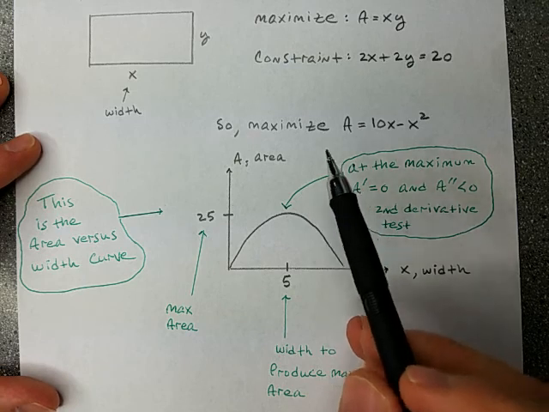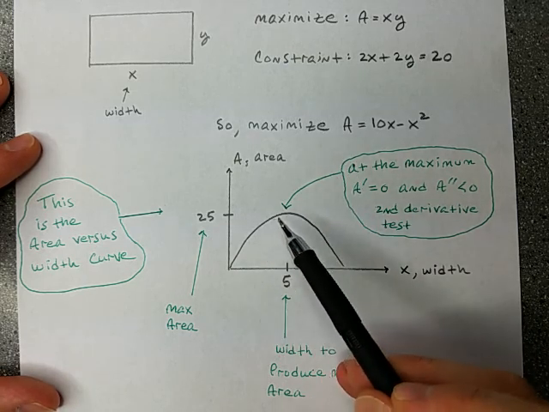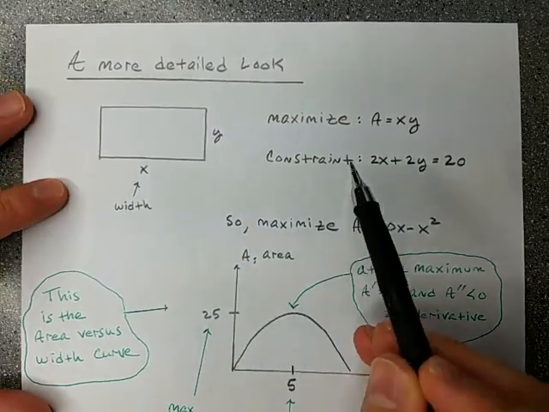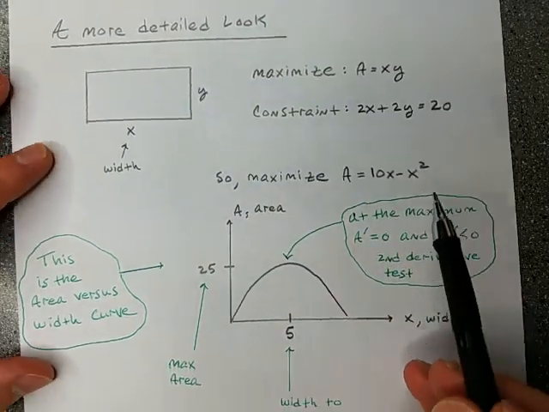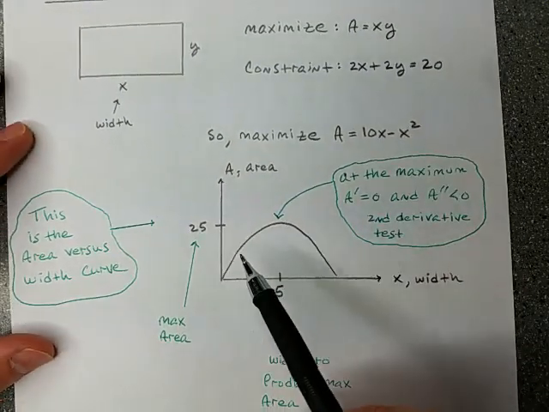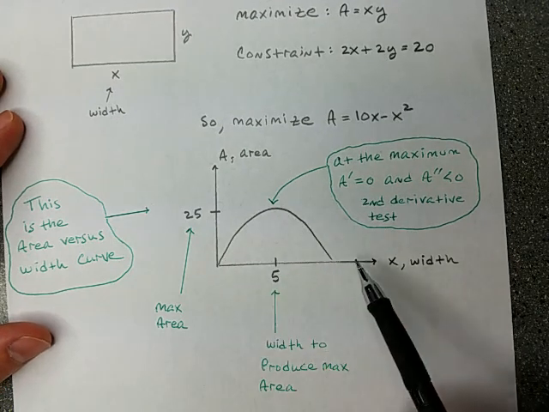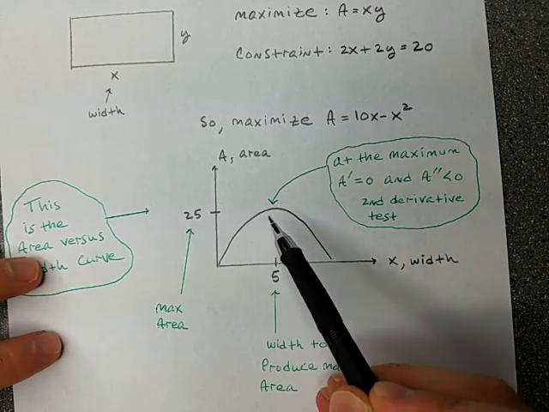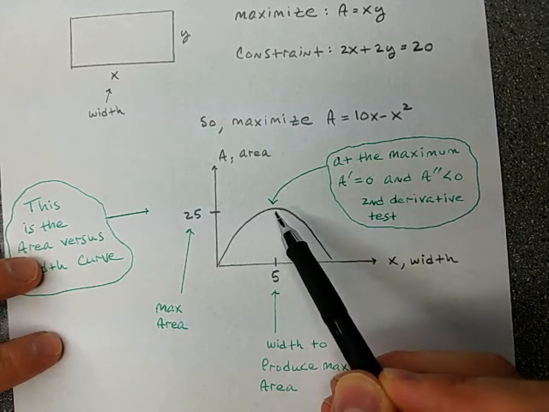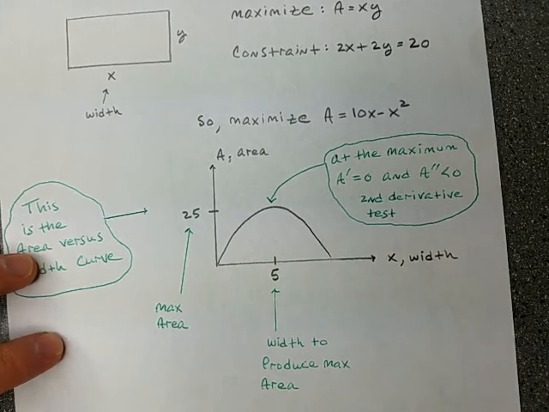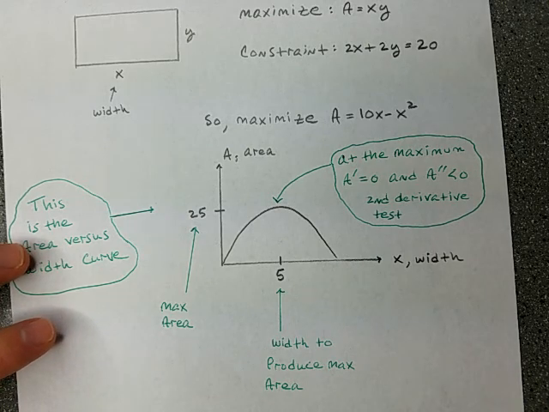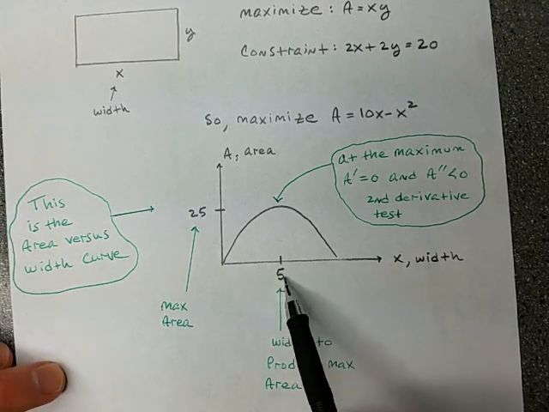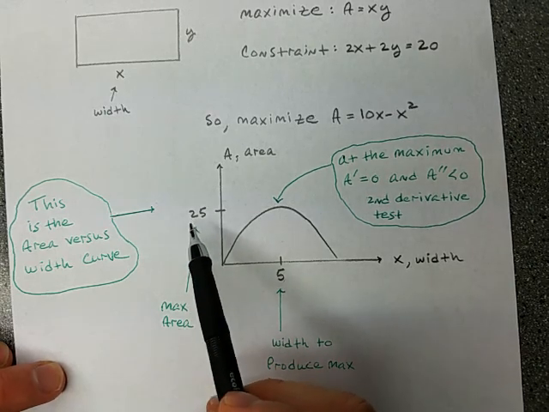What we have here is an area versus width curve. When I put that area in terms of x only, I'm tracking the area as a function of the width. And it looks like this. It has that kind of shape to it. There is, in fact, a point that's at the top. There is, in fact, a maximum. That's what we were trying to find. We found that if the width is 5, then the maximum area would be 25 square feet.